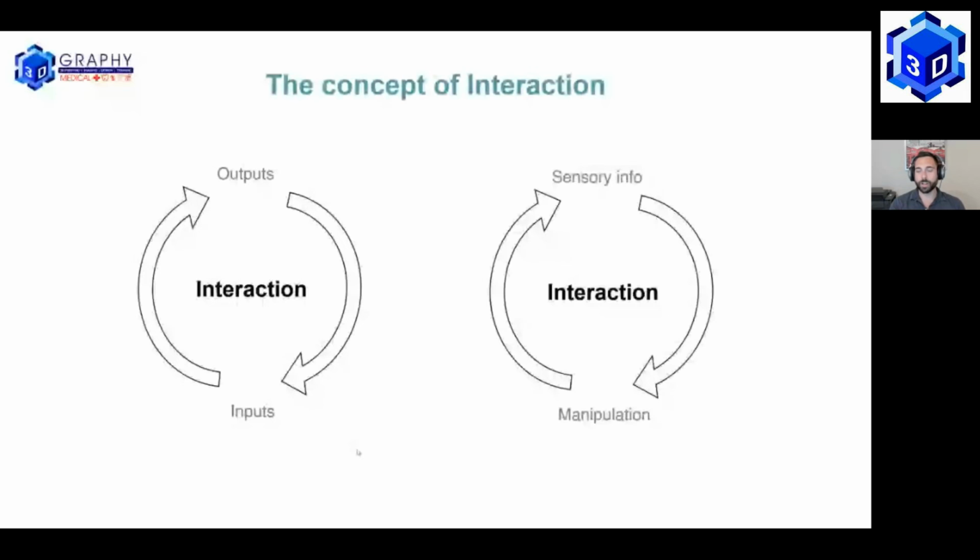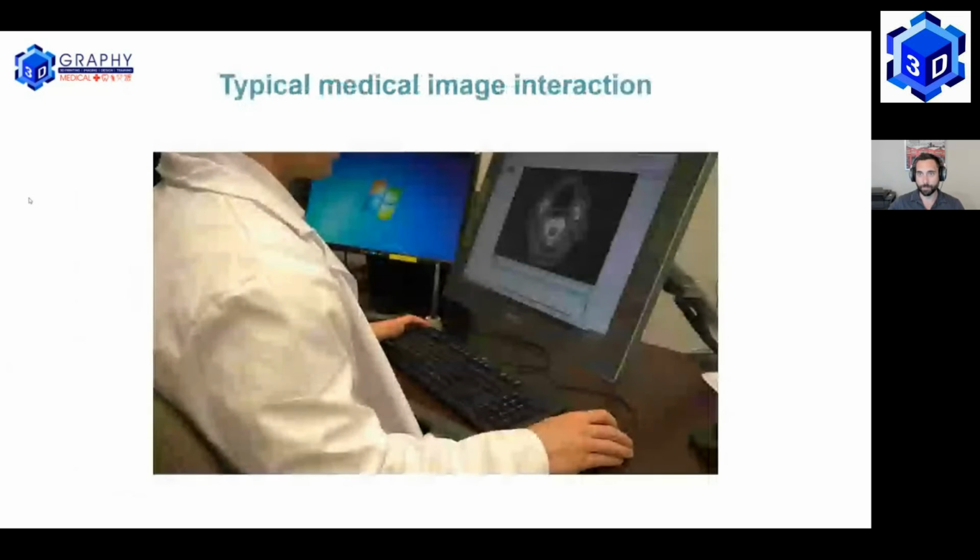So I want to talk about the concept of interaction, which I see as the constant interplay between inputs and outputs. In terms of what I'll be talking about today, this has to do with the interaction between the sensory information that you might have and your ability to manipulate that information. Just like in the real world, you see an item, that's input, and then your manipulation of that item might be picking it up.